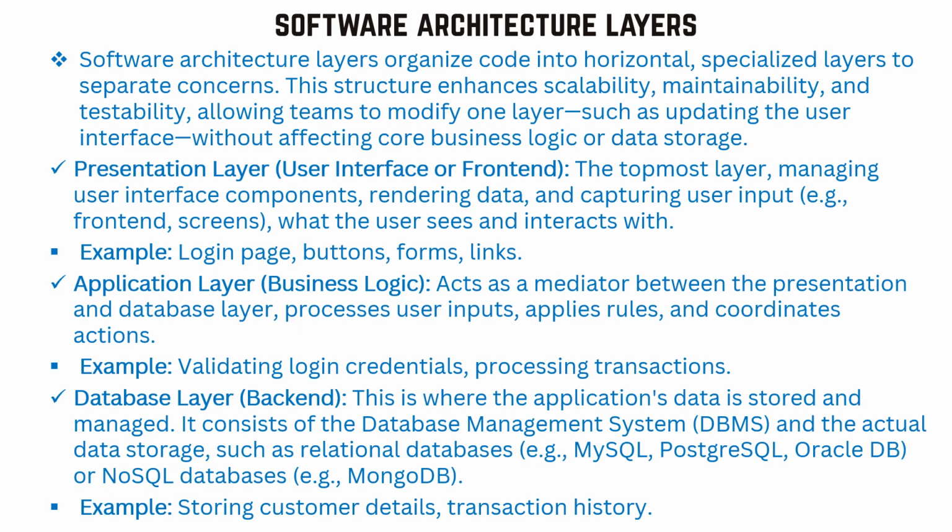Now let's understand about the software architecture layers. In most software, there are primarily three layers available: presentation layer, application layer, and database layer. Software architecture layers are used to organize code into horizontal specialized layers to separate concerns. The structure enhances scalability, maintainability, and testability, allowing teams to modify one layer, such as updating the user interface, without affecting core business logic or data storage.